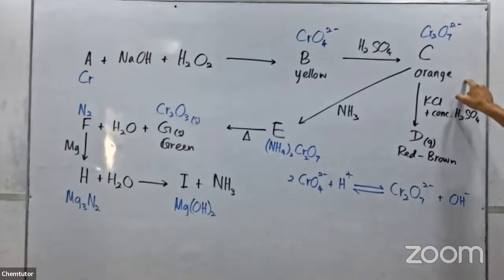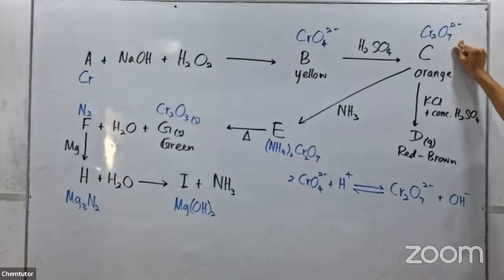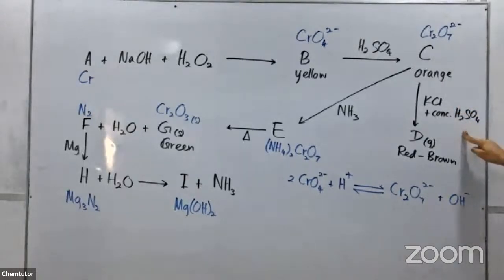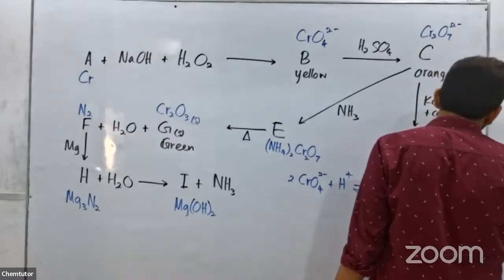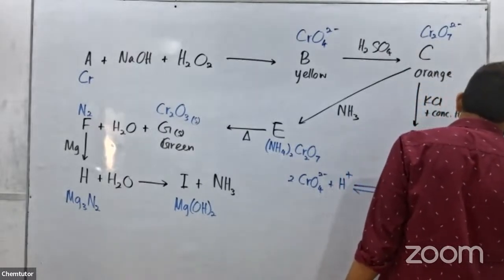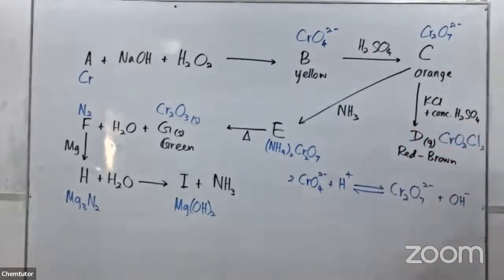Now there's one thing here. Dichromate with potassium chloride and concentrated sulfuric acid, it gives a red-brown vapor. We call it chromyl chloride, CrO2Cl2. Right. CrO2Cl2, it is a red-brown color vapor. Is it clear? Okay.